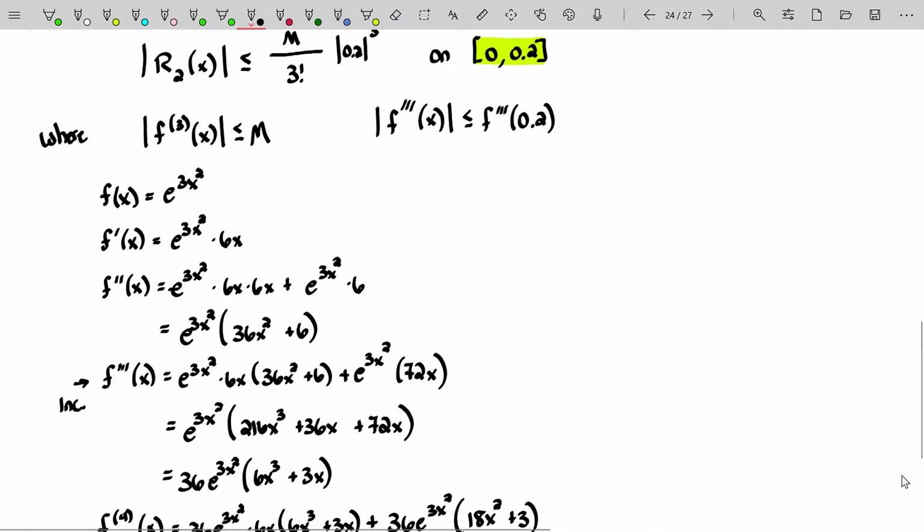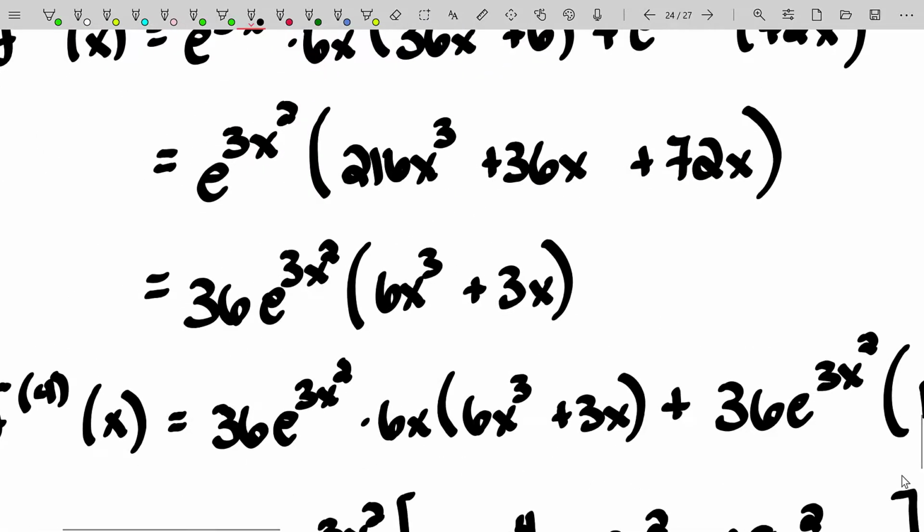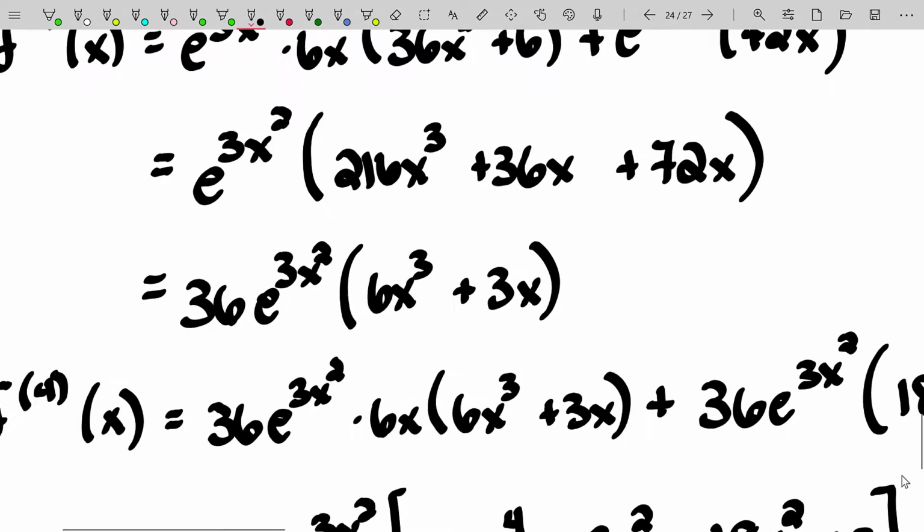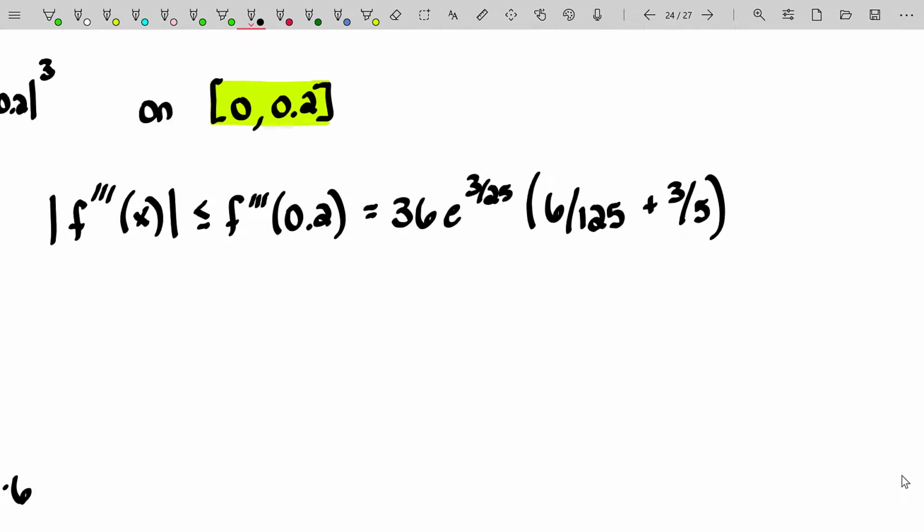And you can see we're going to have a decimal approximation in a moment, but I'll just go ahead and plug in 0.2 for right now. That's what we get when we plug in 0.2. I just wrote it in rational form because I like ratios rather than decimals.